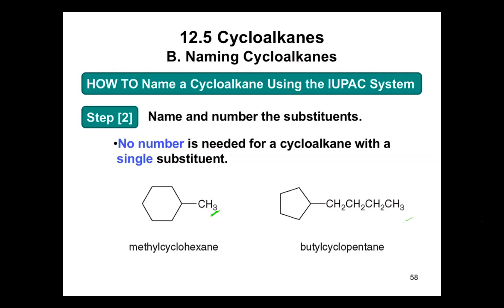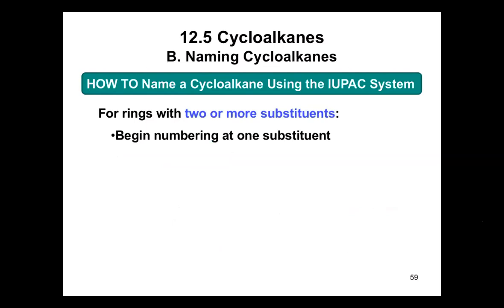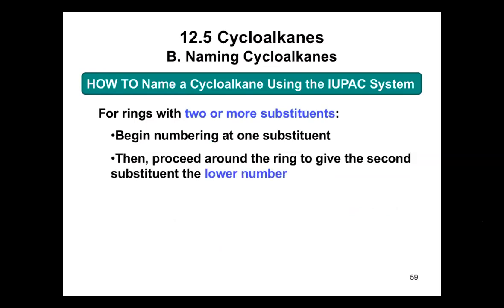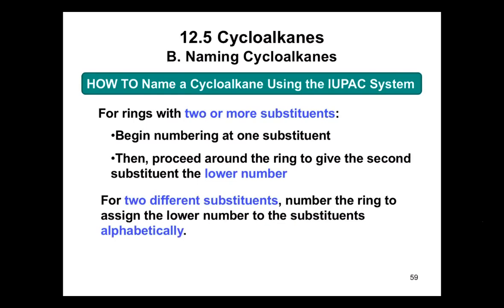Therefore, ang name is methyl cyclohexane. And then, for this example, you have the parent cycloalkane, which is cyclopentane, and then yung substituent ay 4 carbon atoms, therefore siya ay butyl cyclopentane. Okay? And then, for rings with 2 or more substituents, remember these rules. Begin numbering at 1 substituent, and then proceed around the ring to give the second substituent the lower number. And for 2 different substituents, number the ring to assign the lower number to the substituents alphabetically.